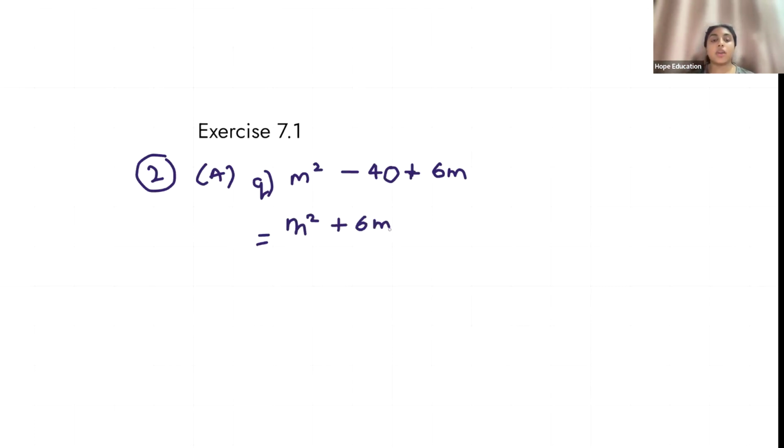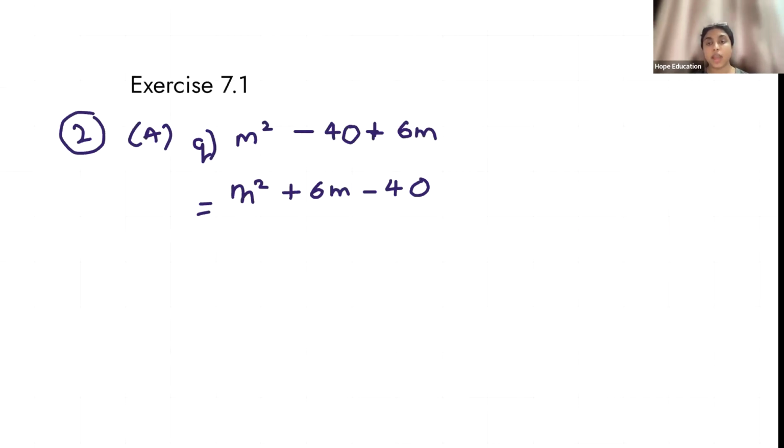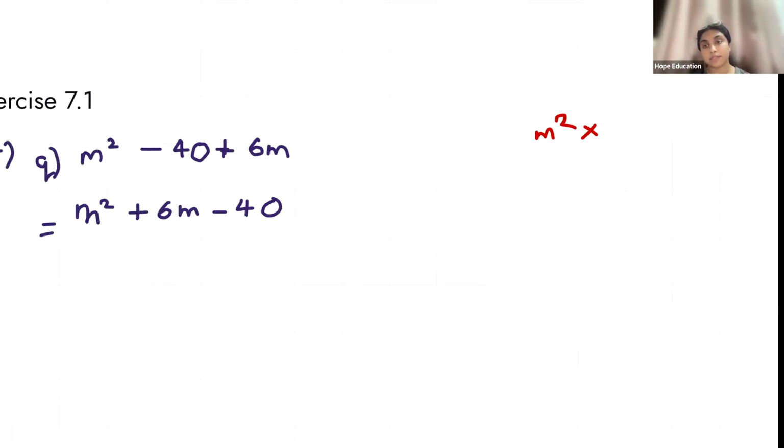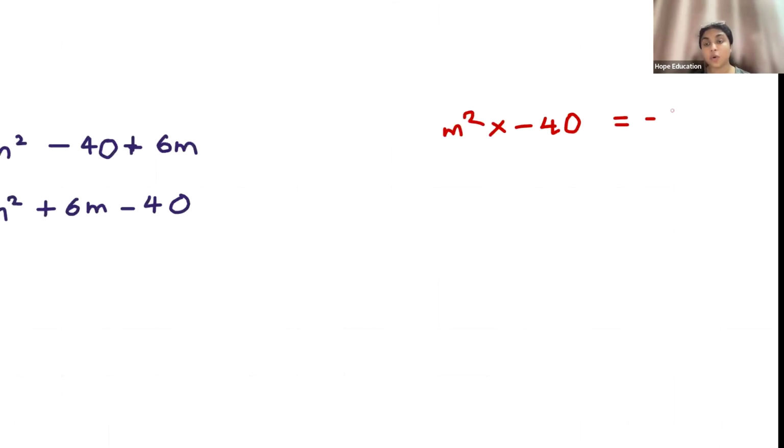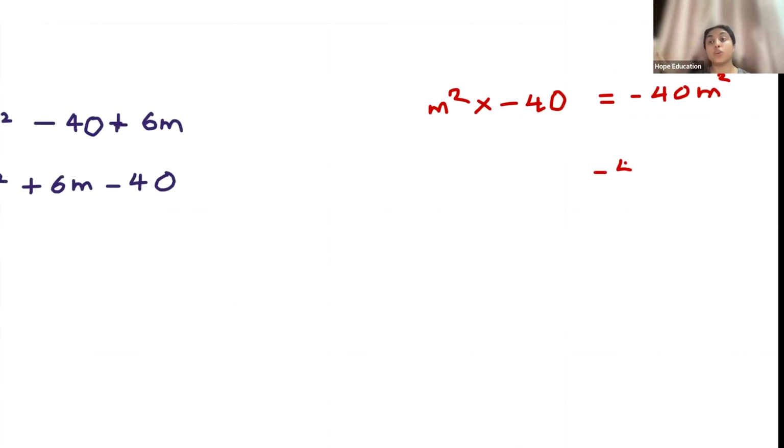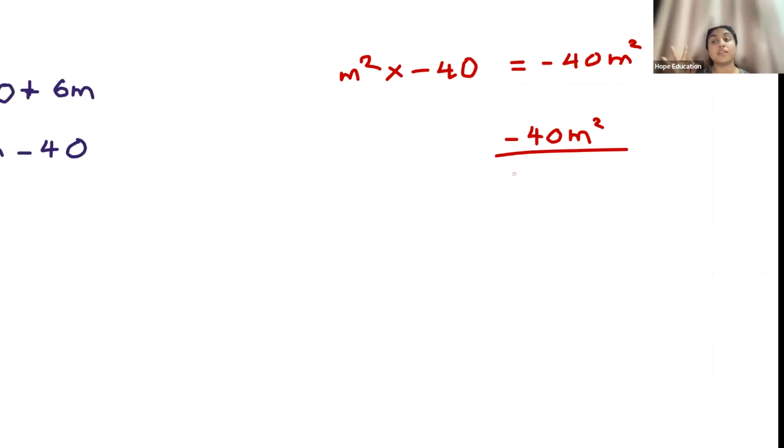Okay, now let's see how to do this. We already talked about the steps. We take the first term and the last term and we multiply. First term is m squared. Last term is minus 40. When we multiply, we get minus 40 m squared. Now, we have to find a way to get minus 40 m squared. And there are so many different ways, right? 1 times 40, 2 times 20, 4 times 10, 5 times 8, right? So we have all these options.